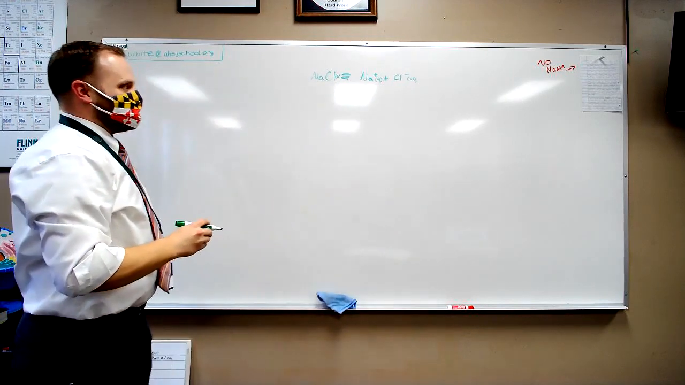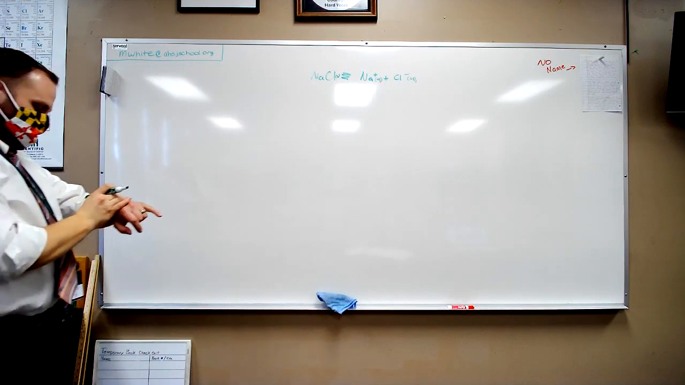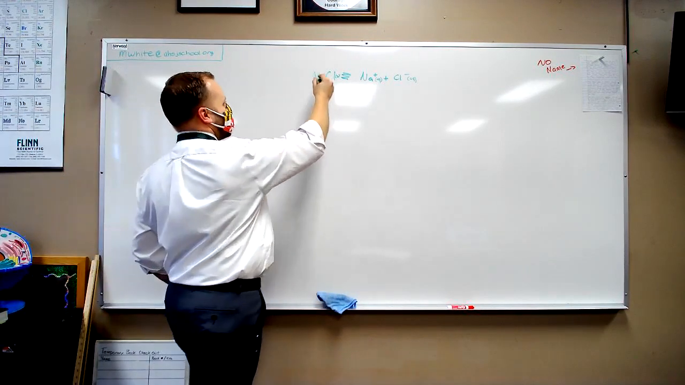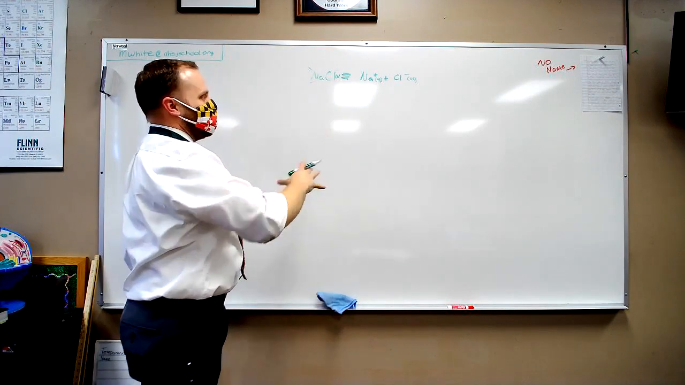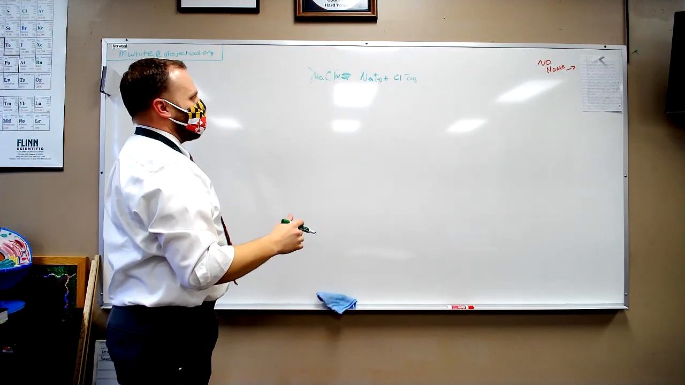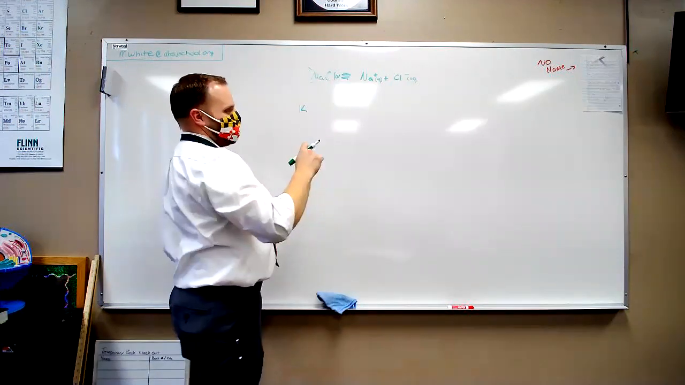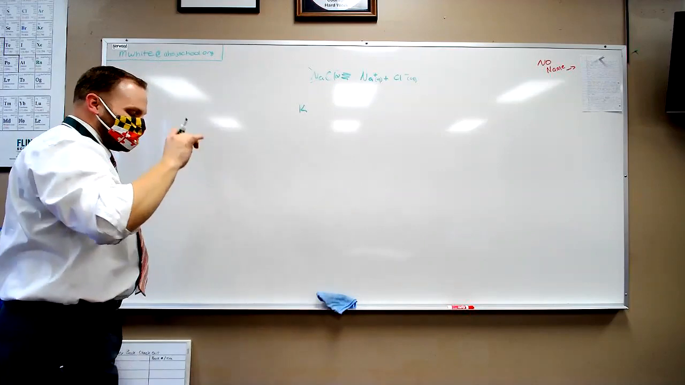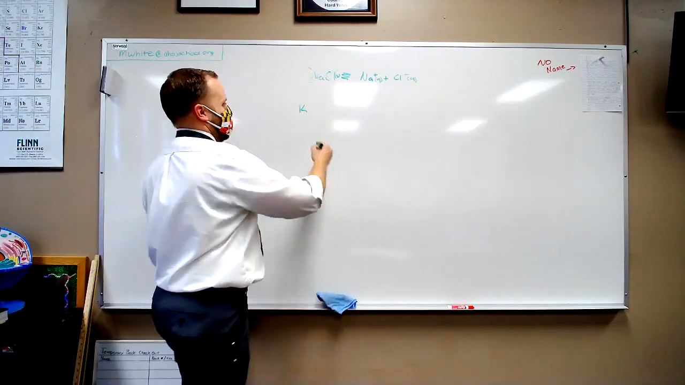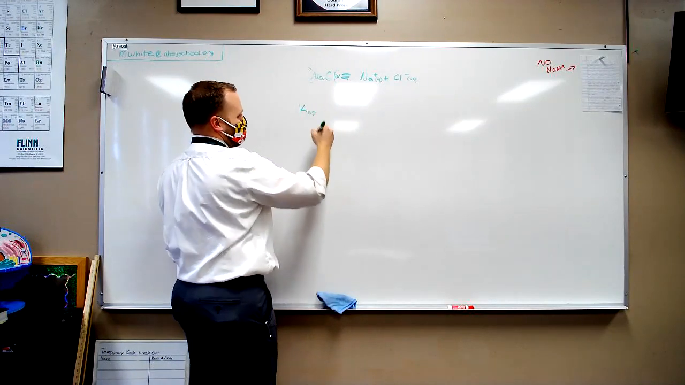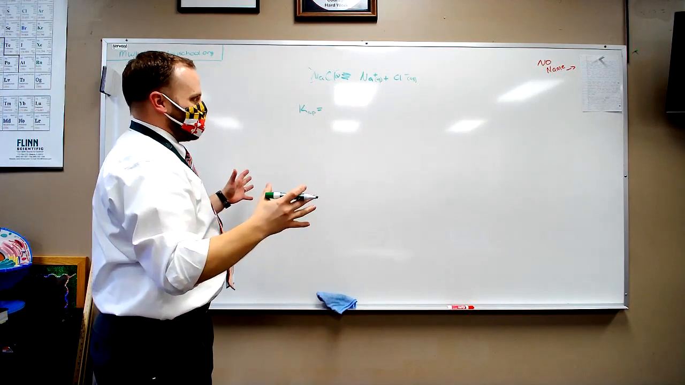Of course, that means for our K expression, we don't include this in the K expression because we don't include solids or pure liquids. So for our K expression, instead of writing EQ to show that this is solubility, you write SP. It's the solubility product. But we write it exactly the same way.